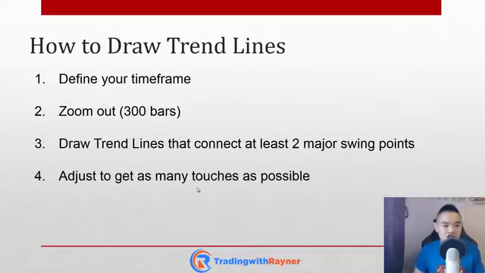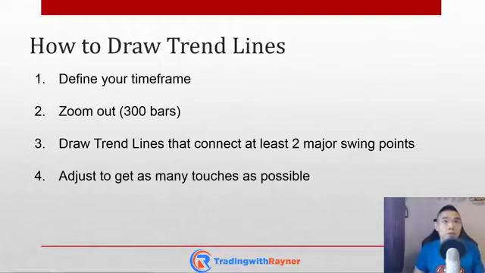And finally, you want to adjust your trend line to get as many touches as possible. Kind of like making your trend line curve fit the price data that you have. Okay? So you want to adjust it to get as many touches as possible, whether it's the body or whether it's the wick. So I'll walk you through a few examples so you see how this works out.